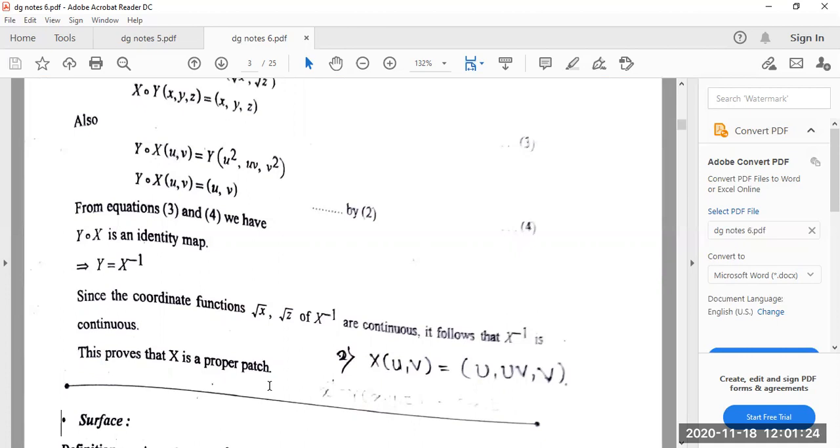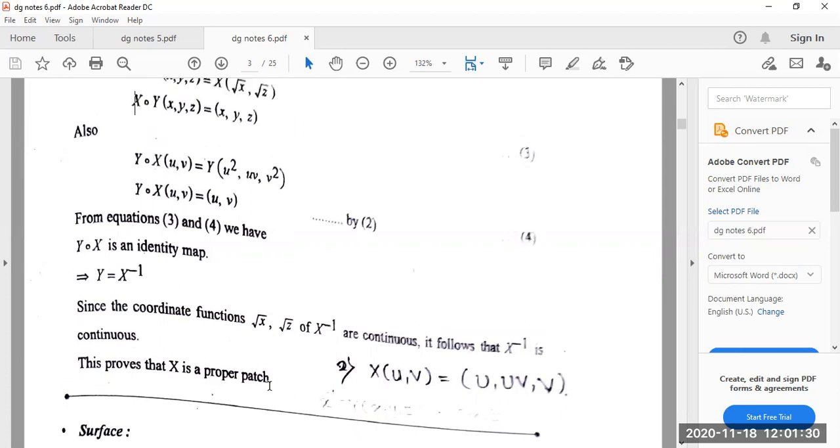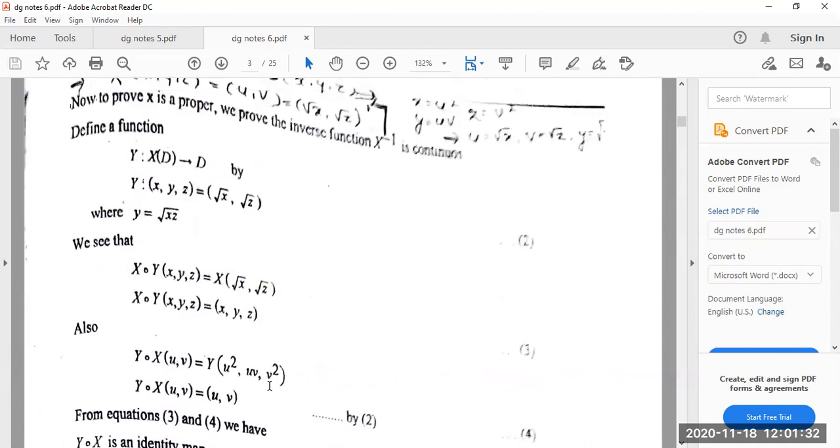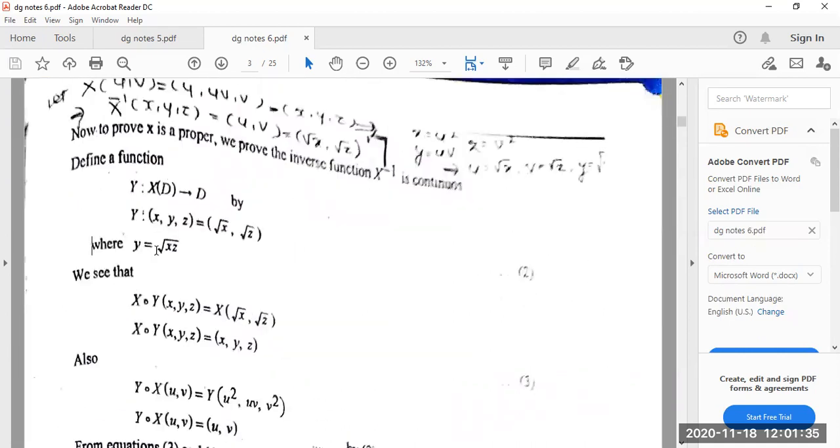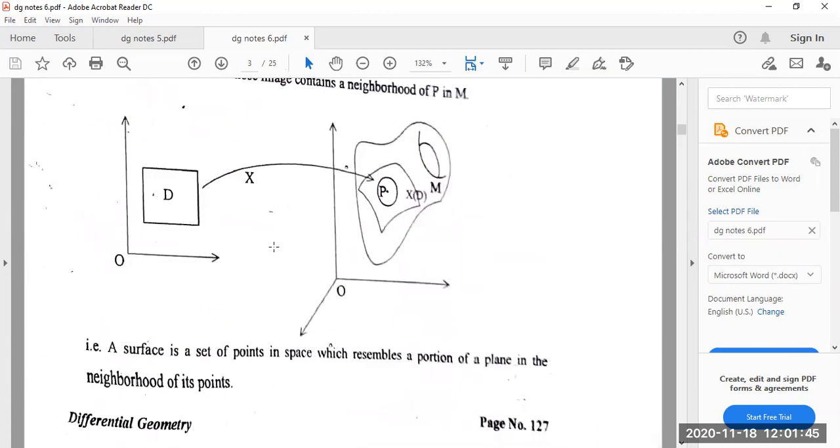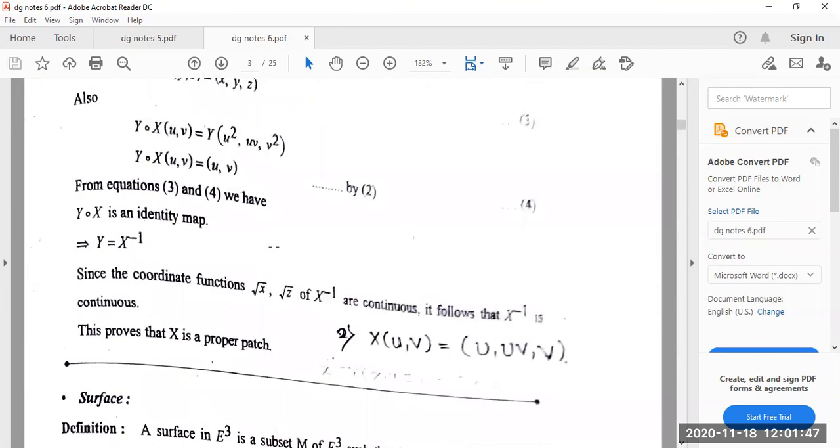x inverse will be continuous only if its coordinate functions are continuous. What is x inverse of x, y, z? We write it as root x, root z, right? So instead of writing y, we have defined x inverse. What will be x inverse of x, y, z? It is under root x, under root z. Both are continuous functions. So hence x inverse will be a continuous function.